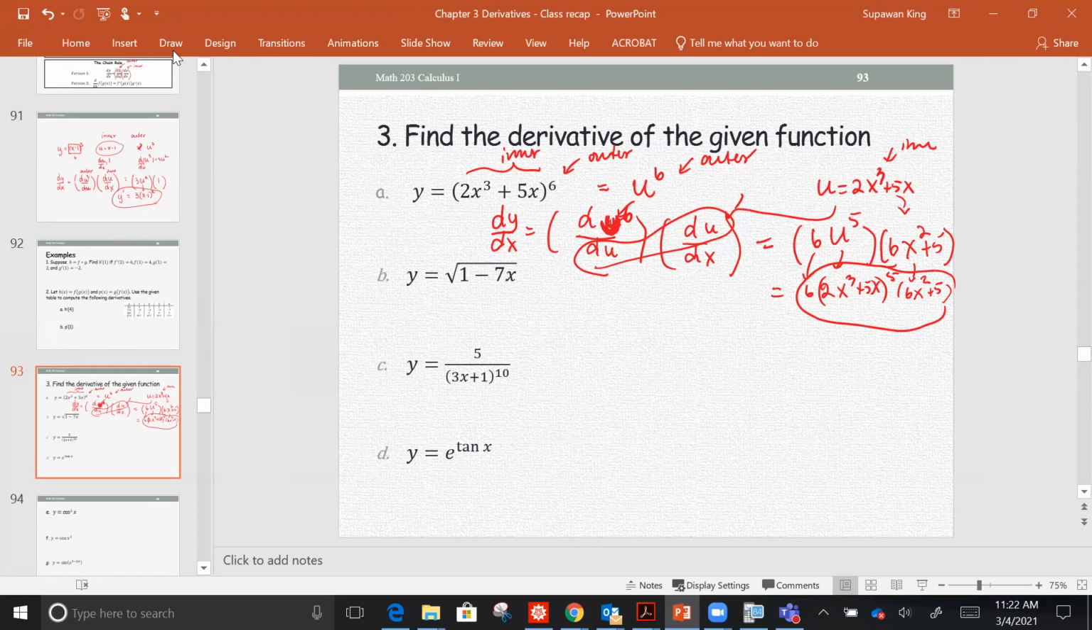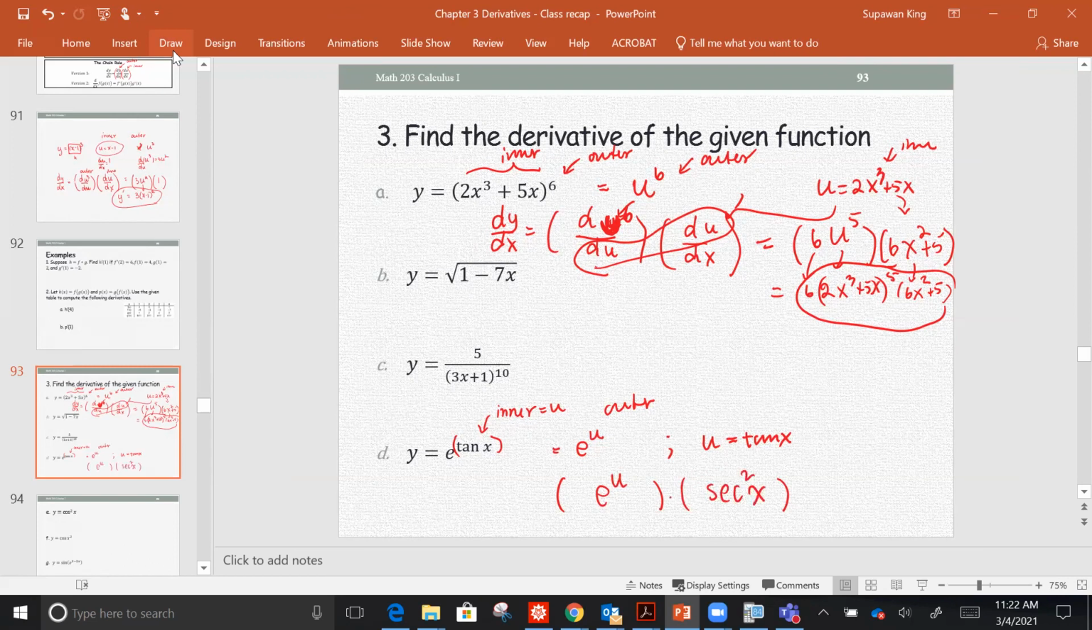Let's take another example, like the last one here, e to the power tangent x. You can treat the tangent x as the inner. So it's e to the something, right? Your something is your inner function. Okay, so put on the side here, u is tangent x. And we're going to find the derivative of the outer function, which is e to the power u, and the derivative of the tangent, which is secant squared of x.